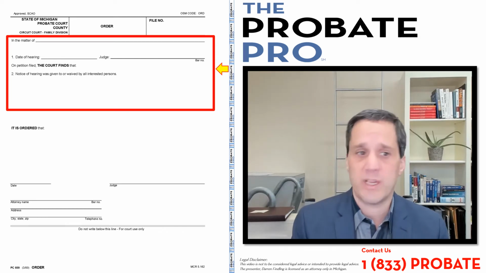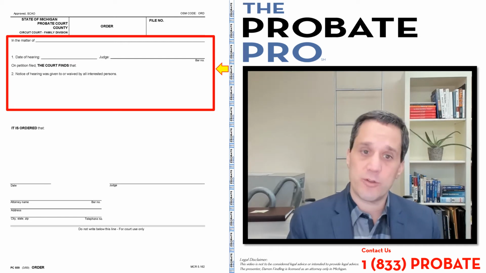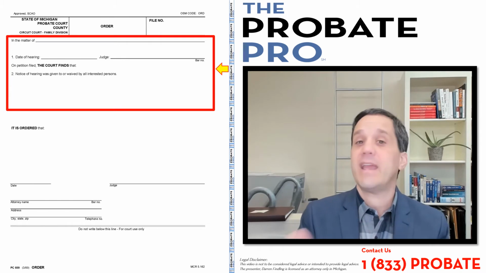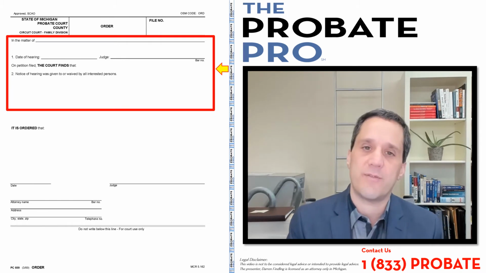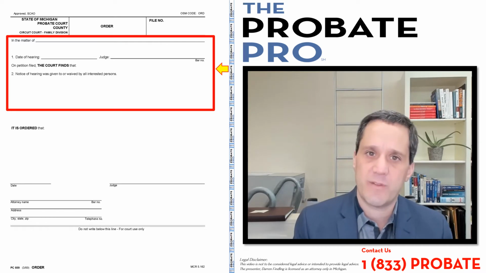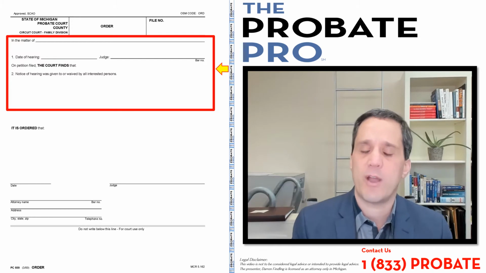Pretty intuitive here. It says on petition filed. As I explained earlier, there's a petition, which is the request of the court, and then there's a finding of the court. So then now the court is going to identify what the court's findings are after that petition has been filed. 2, notice of hearing was given to or waived by all interested persons.